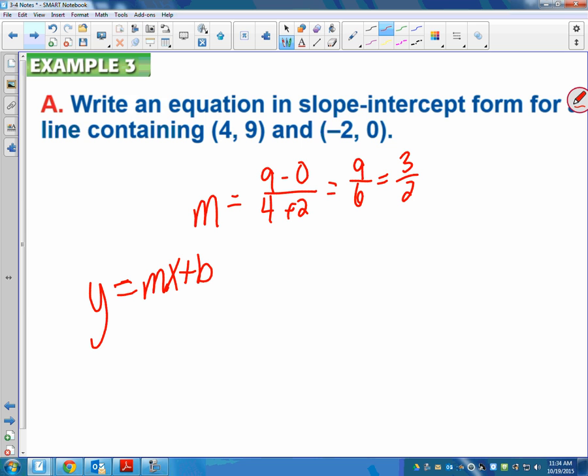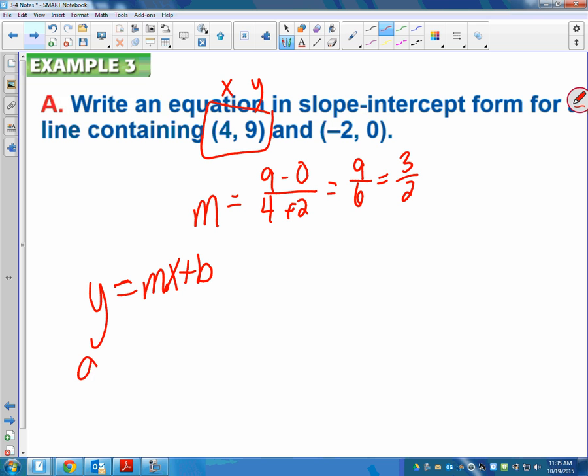3/2 is my slope. Which point do we want to use? 4, 9 or negative 2, 0? Because you're all scared of this, right? I'm going to take the one with the 0 in it, but that's okay. It doesn't matter which one you use, but that's your x, that's your y, or this is your x, this is your y. You should get the same y-intercept no matter which point you use.